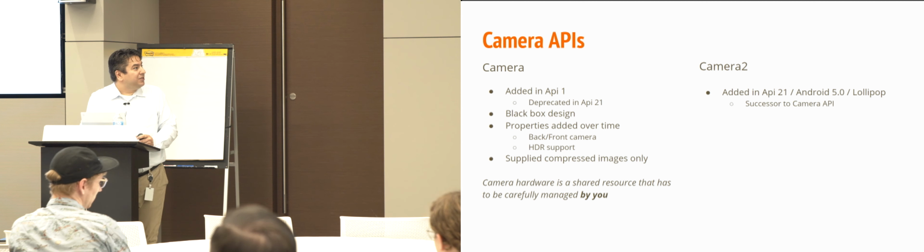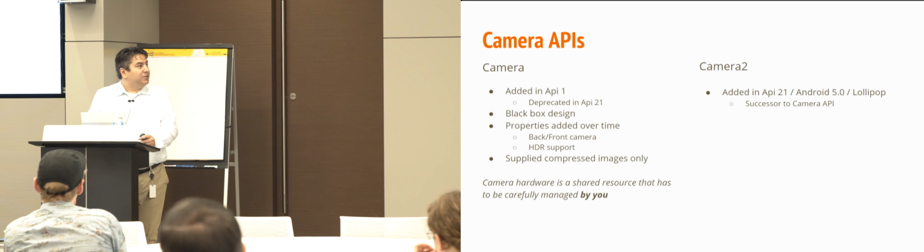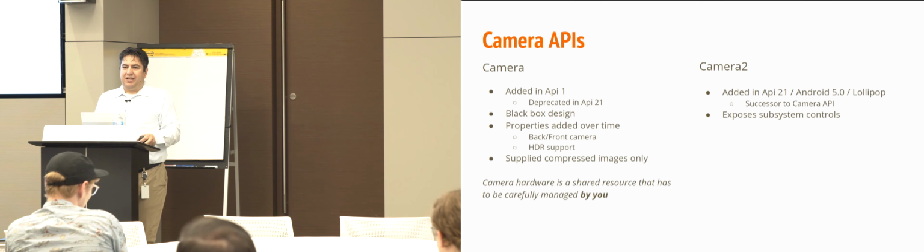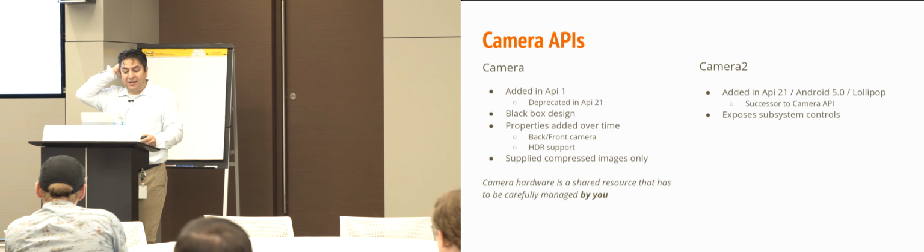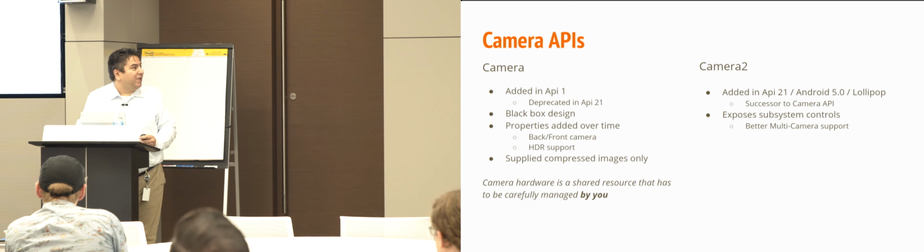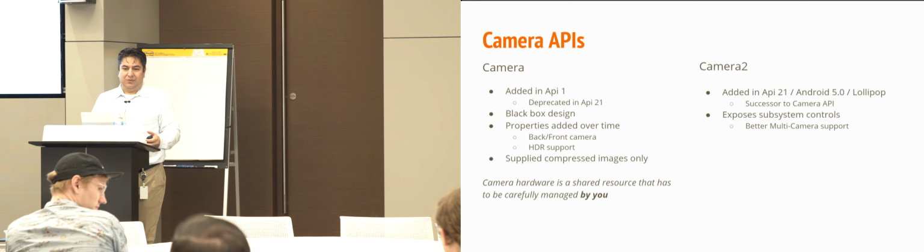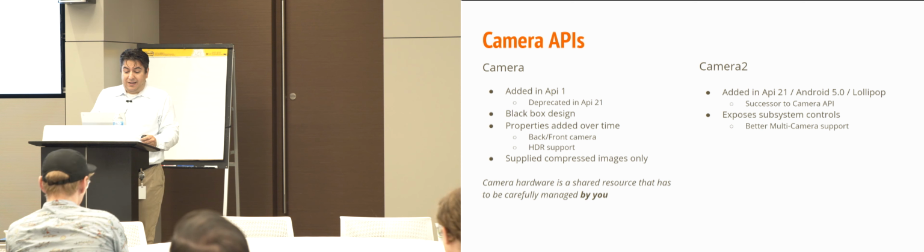And it's the successor to the Camera API, which is great because it exposed the subsystem controls now. So instead of just saying, I want an image, you can get access to the stream of images that were coming through the system and analyze them in real time. This also provided things like better multi-camera support. It allowed Google and Android as an operating system to build and extend the functionality for the camera faster and expose that to the developers quicker.